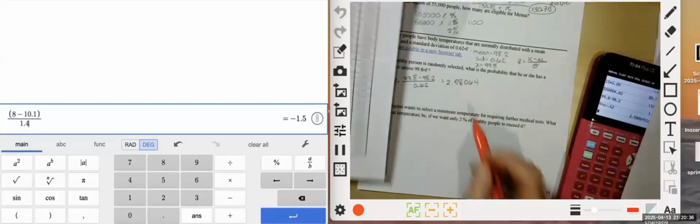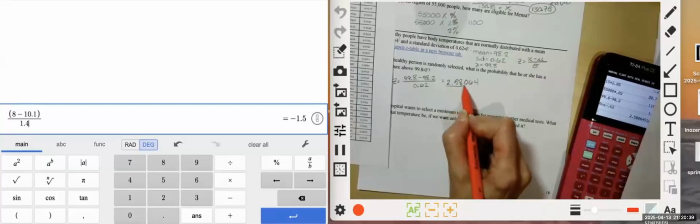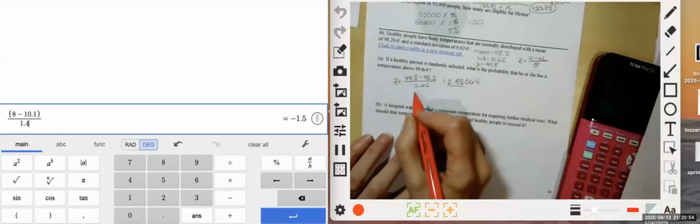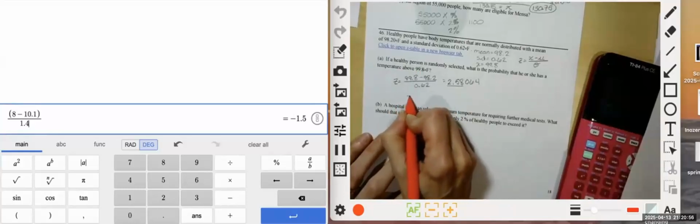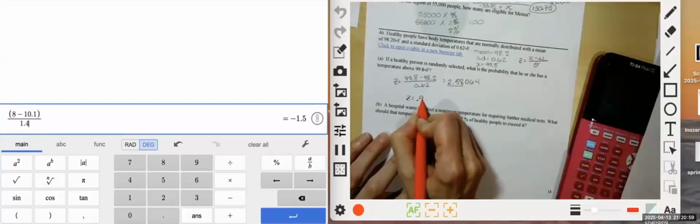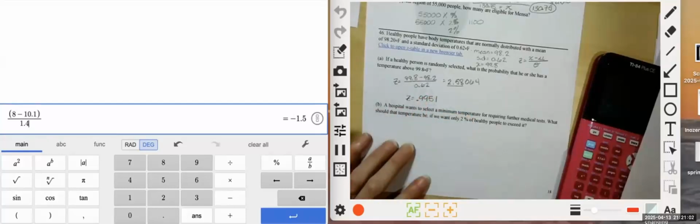Right. So we're going to look up 2.58, and we're not going to round that up. So 2.58. I've got 0.9951. Okay, that's making sense. I get that.